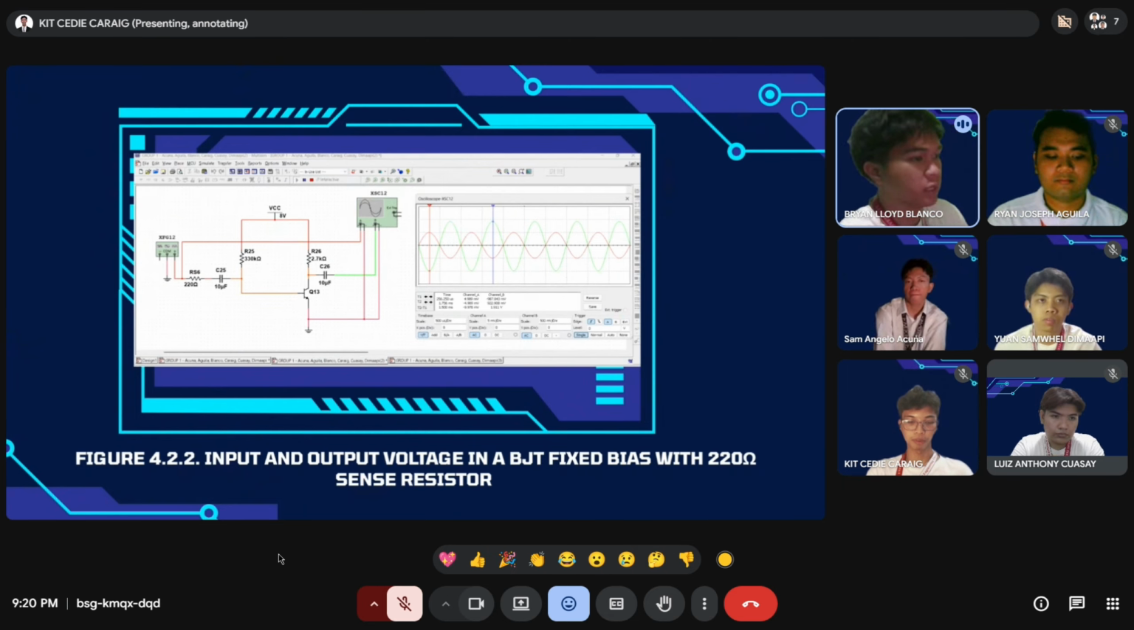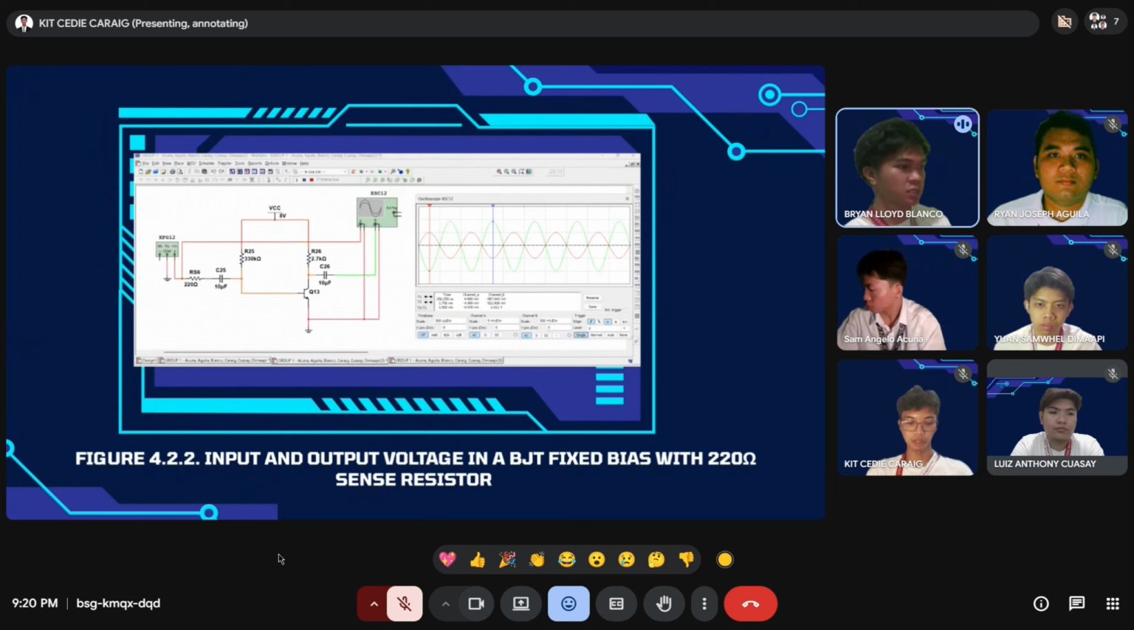Dividing the two, we get 184.95, and the output amplitude decreases compared to the 100 ohm case, and the waveform shows increased distortion at the peaks as the larger sense resistor more strongly impacts the circuit's biasing and further limits the transistor's linear operation. Next slide.